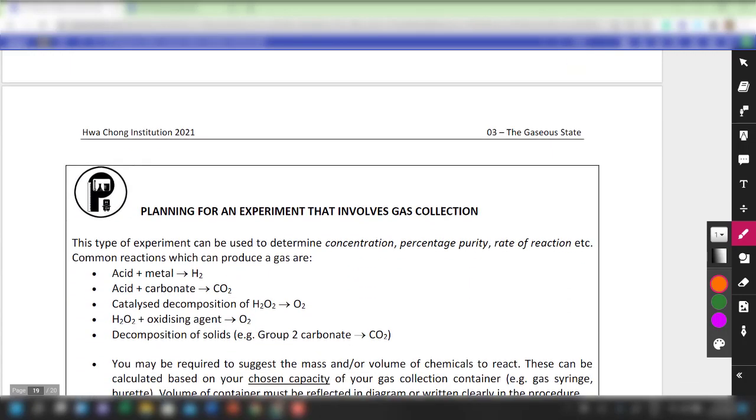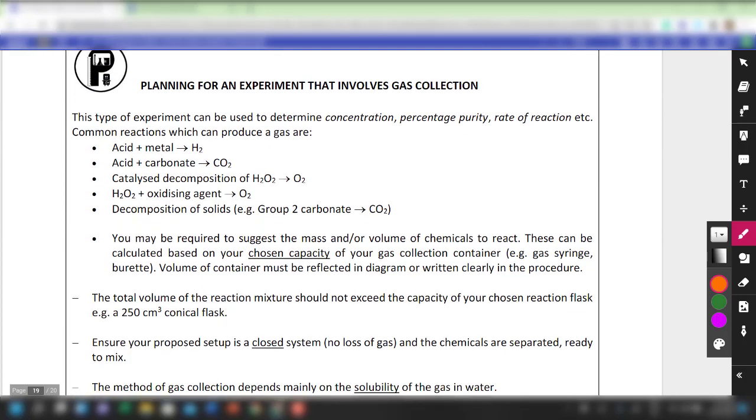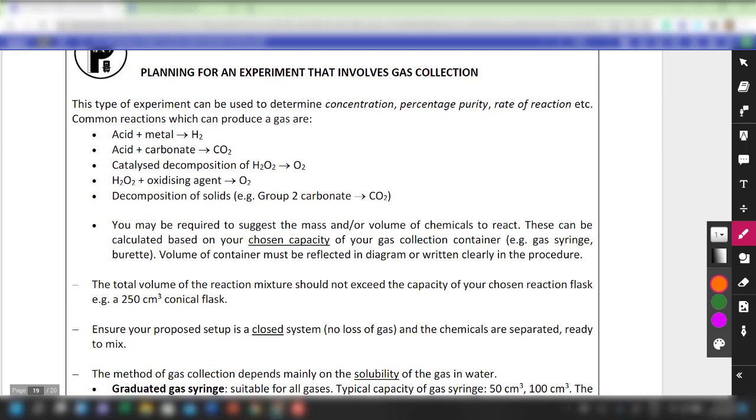stoichiometry. For planning, it might be important for you to understand this idea called gas collection. You will work on it or encounter it in one of your laboratory experiments. Okay, so it normally involves collecting gases. The collection of gases can be gases such as hydrogen gas, carbon dioxide, and oxygen gas from decomposition of H2O2, and then if you oxidize H2O2 by an oxidizing agent, you get oxygen gas as well, or decomposition of solids, CO2.